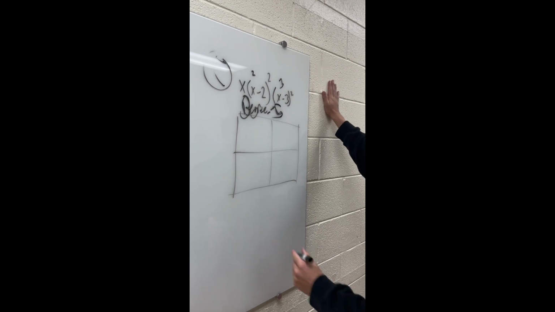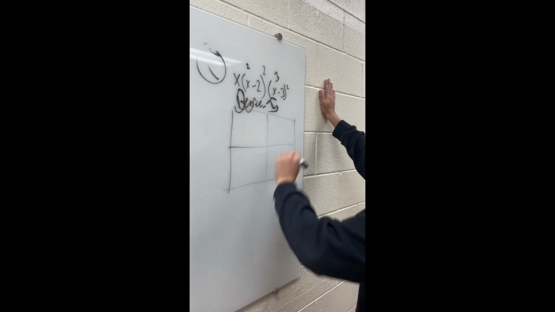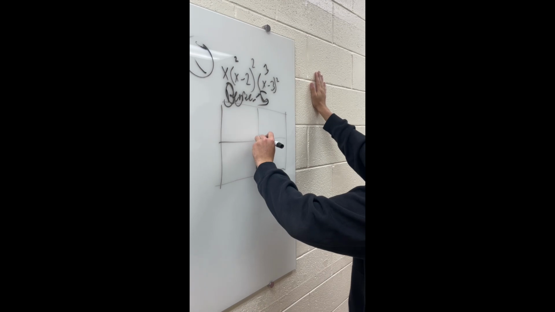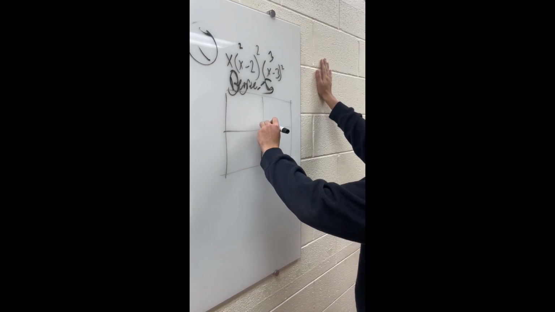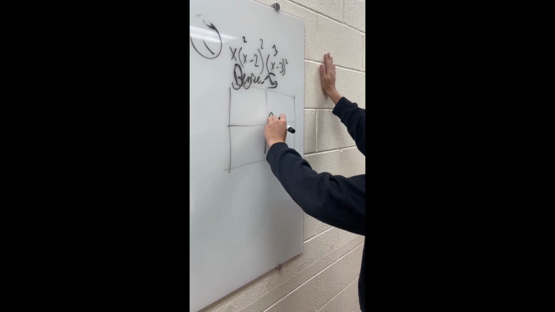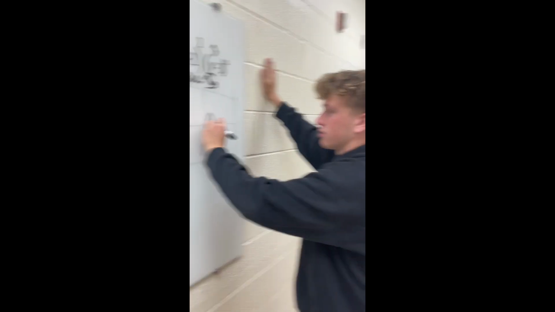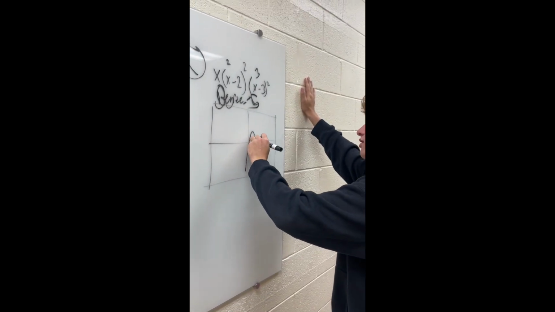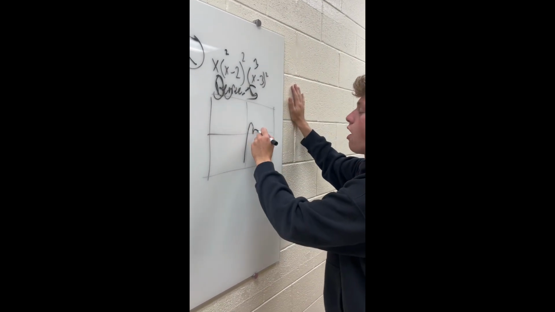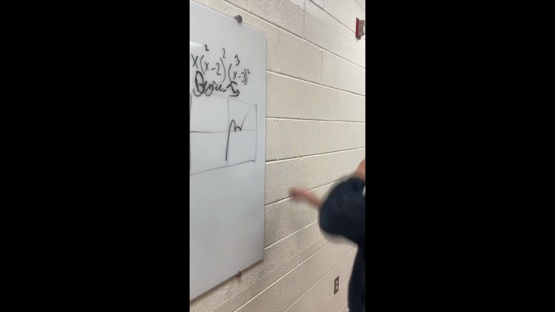Yep, so when you come in, it's going to be a normal one. First thing it's going to go through is 0. You come up, you go back down through 2. Oh wait, but it's going to bounce. And then it's going to go to 3. Oh, and it's going to bounce again. And go. And that's how you graph those.